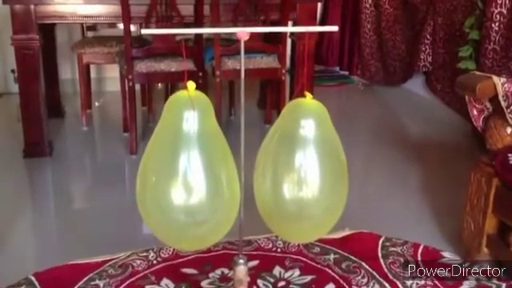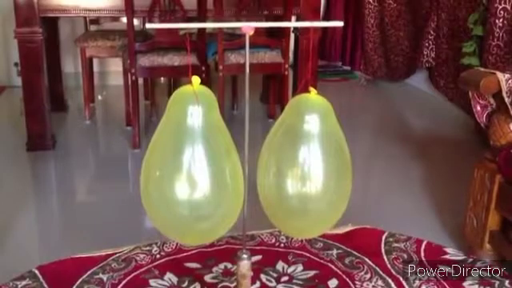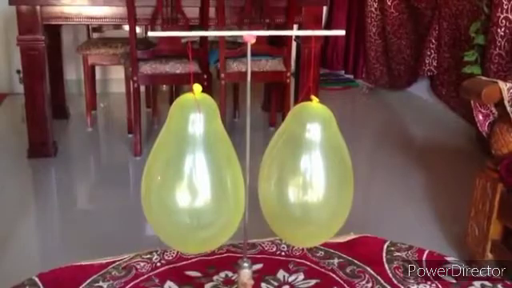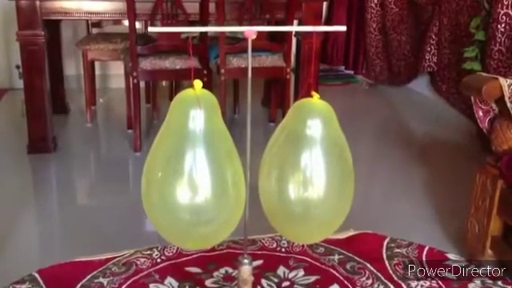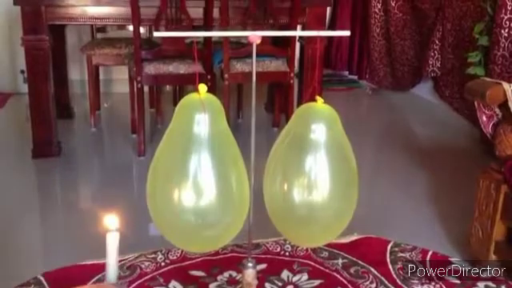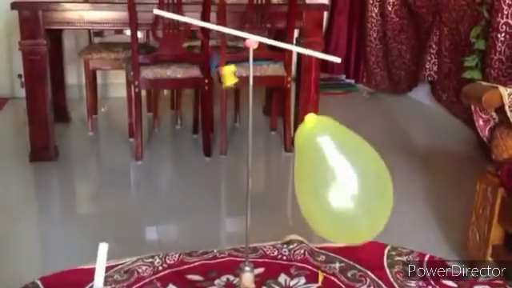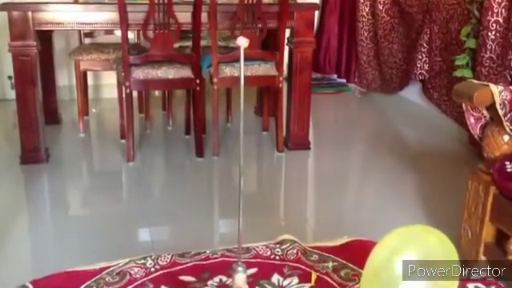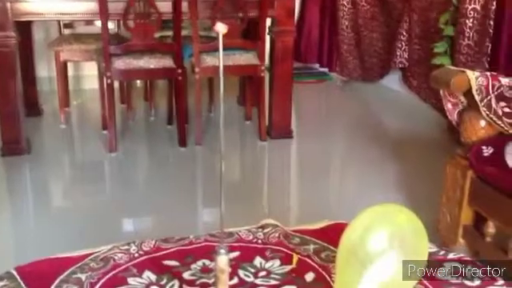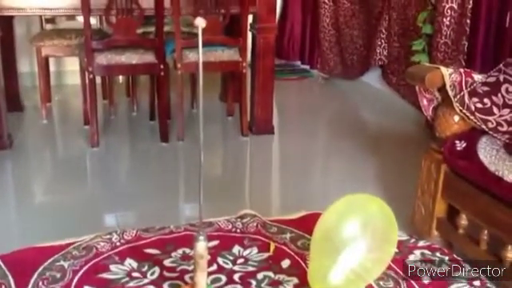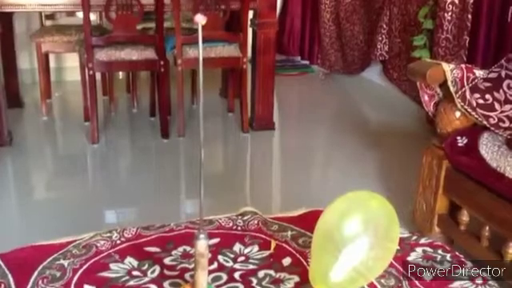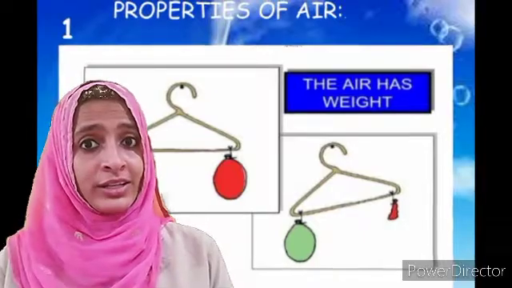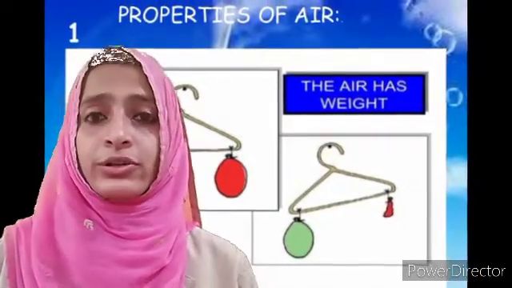For this experiment, take two balloons. Inflate both the balloons, tie them to a bar, connect it to a stand and balance it. Now, burst one of the balloons. What do you see? We see that the balance tilted to one side and the balloon fell down. This experiment proves that air has weight, so the balance tilted. Okay children, so air has weight also.